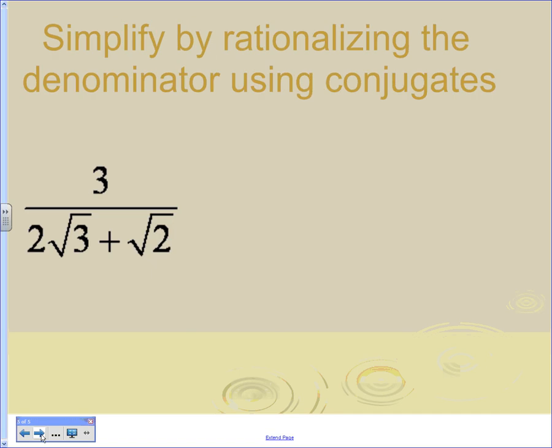So see if you can simplify by multiplying by the conjugate. Take it slowly.